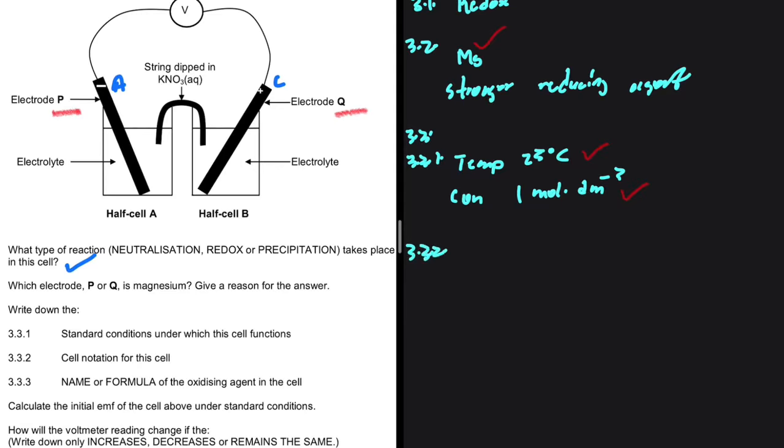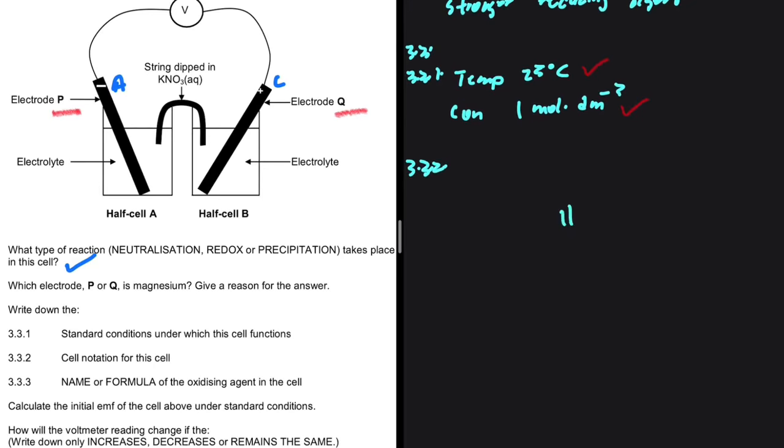3.2. We're supposed to write the cell notation for this cell. As soon as the question says cell notation, salt bridge, and then I can start thinking about all the other things. We know fully well that we're going to have the anode at the left-hand side and the cathode at the right-hand side. The anode is magnesium, so we're going to have magnesium 2 plus, and the cathode is lead, so we're going to have Pb 2 plus and Pb. And just like that, we have our cell notation.